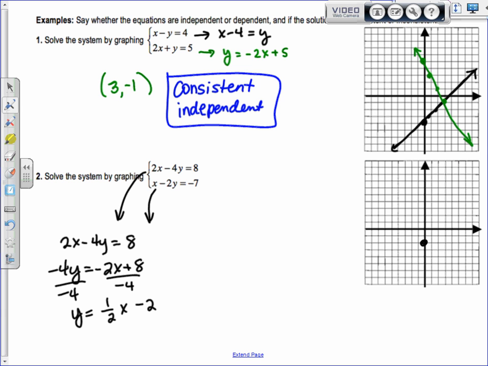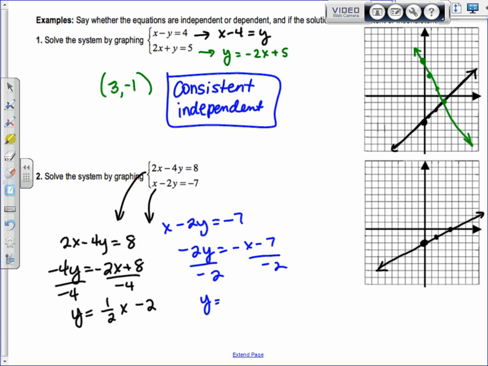So I'm going to go down to -2, and my slope is 1/2. So I'm going to go up 1, right 2. Up 1, right 2. It's looking like that. Now the second line, I have x minus 2y equals -7. So I'm going to subtract my x over, and now I divide by -2. So I get y equals, I had -1 divided by -2, so it's positive 1/2. -7 divided by -2, that's positive 7 over 2, right? Or plus 3.5. Doesn't matter.